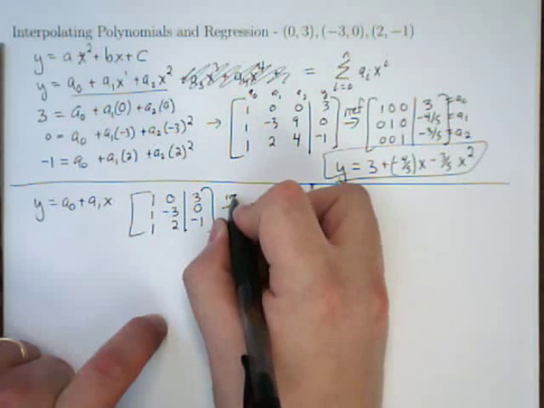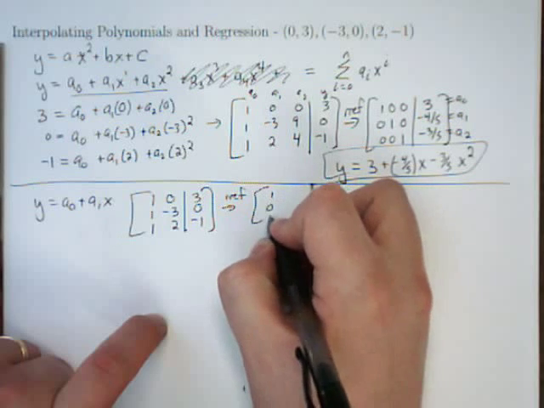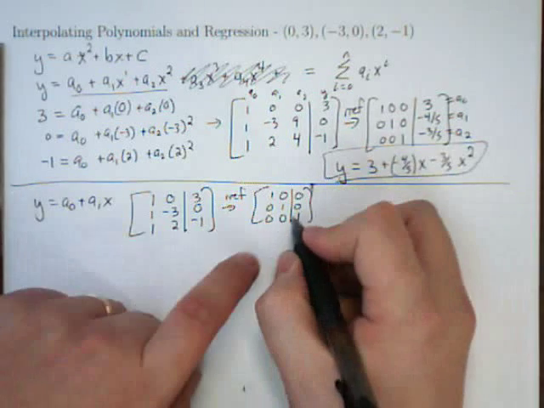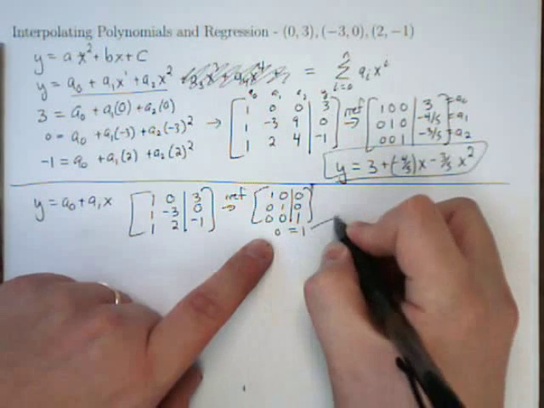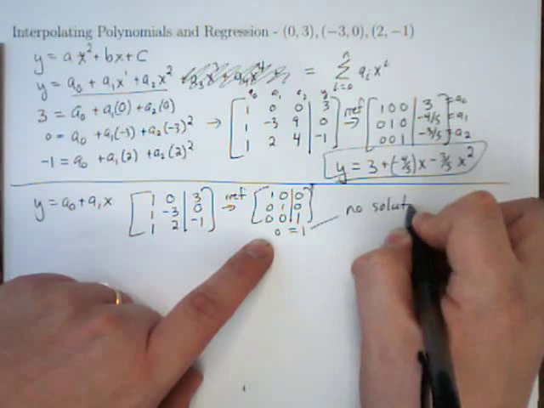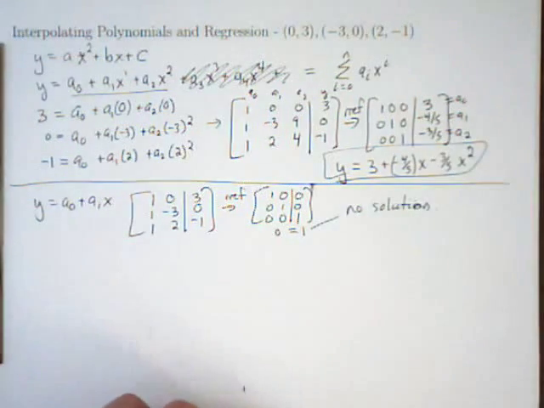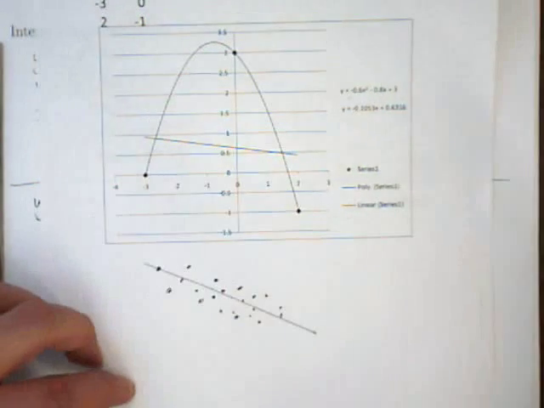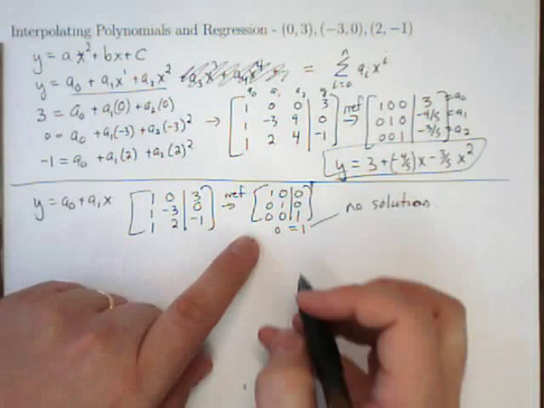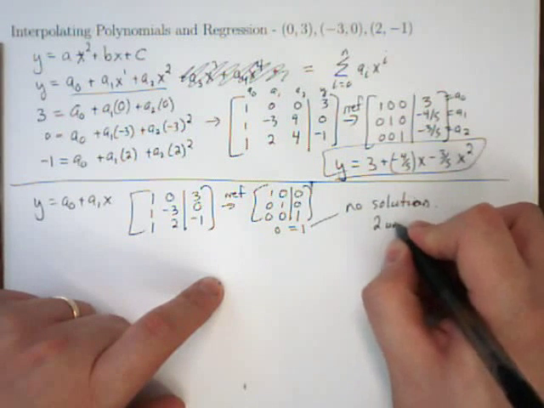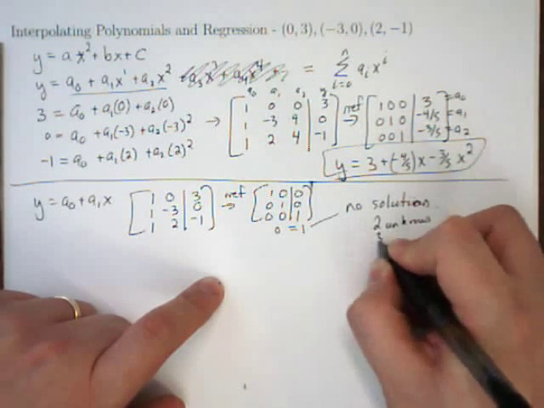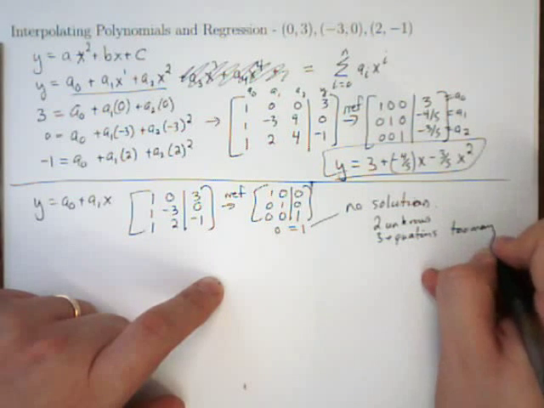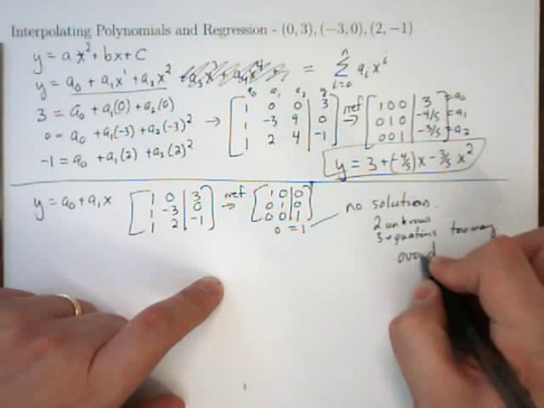If you reduce this, out pops the matrix 1, 0, 0, 0, 1, 0, 0, 0, 1. This bottom line says 0 equals 1. No solution. Well, why does it say there's no solution? Because there's no line that passes through those 3 points. It's not possible. So the problem here is we have 2 unknowns, but we have 3 equations. Too many. This system is called over-determined.